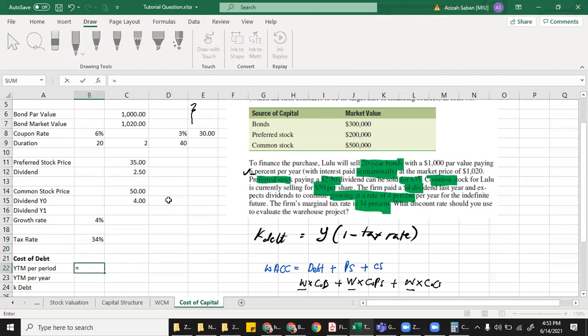Again, I'm going to write RATE. NPER is 40. PMT is 30. Present value is 1020. Future value is 1000. All right, so we got 3%. Now that 3% is semi-annual. So for yearly, we have to multiply by 2. So we're going to get, oops, sorry.